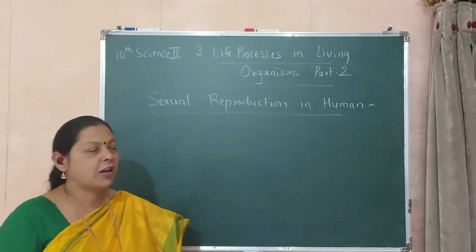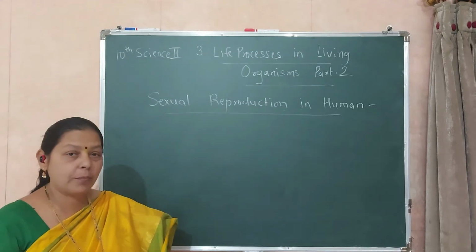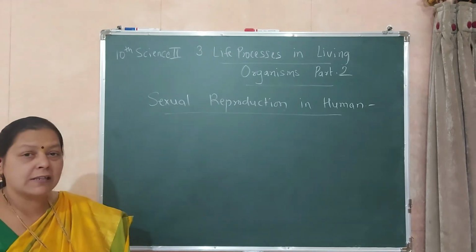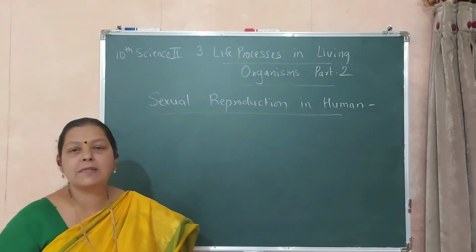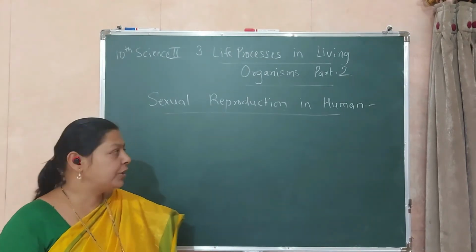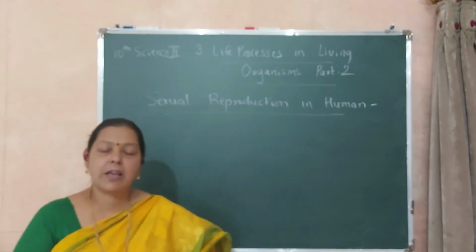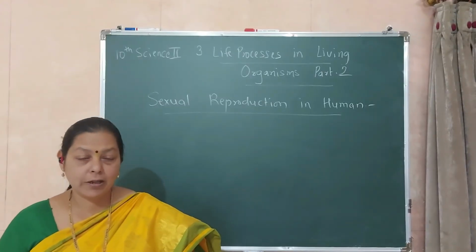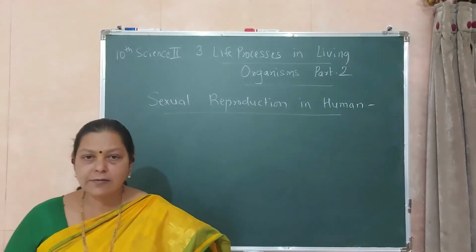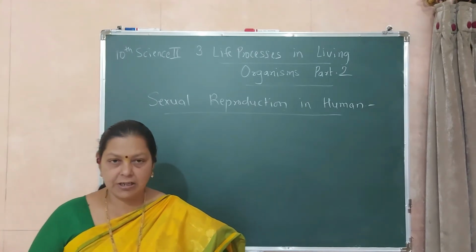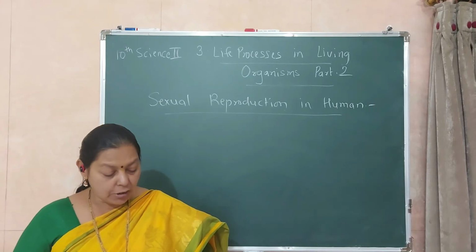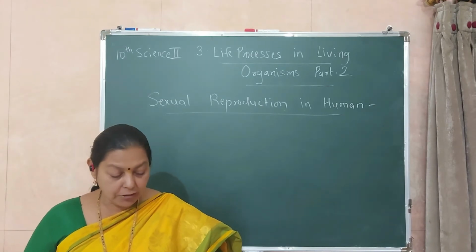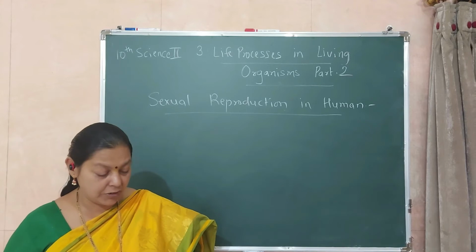So now we are going to discuss the third topic of 10th Science 2, that is life processes in living organisms part 2. Here we are going to discuss sexual reproduction in human beings. First we'll discuss some questions given here. Which different hormones control the functions of human reproductive system through chemical coordination?